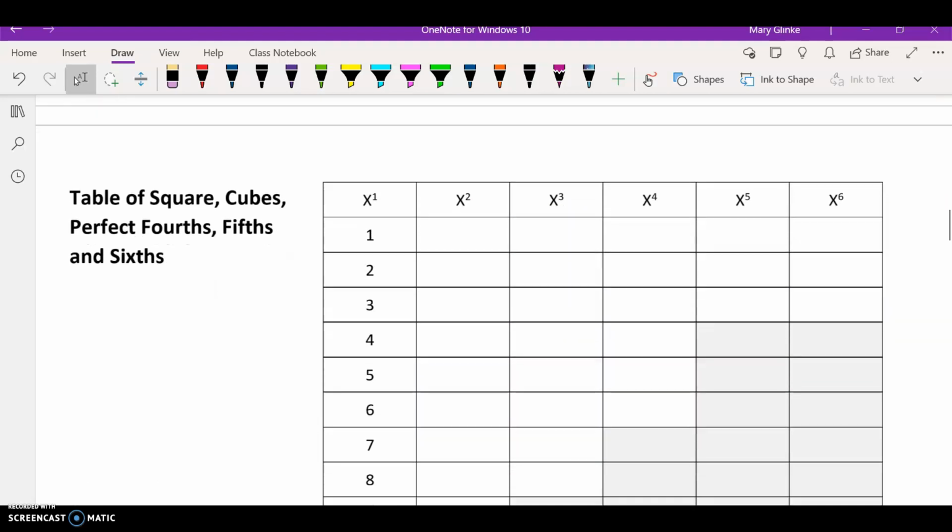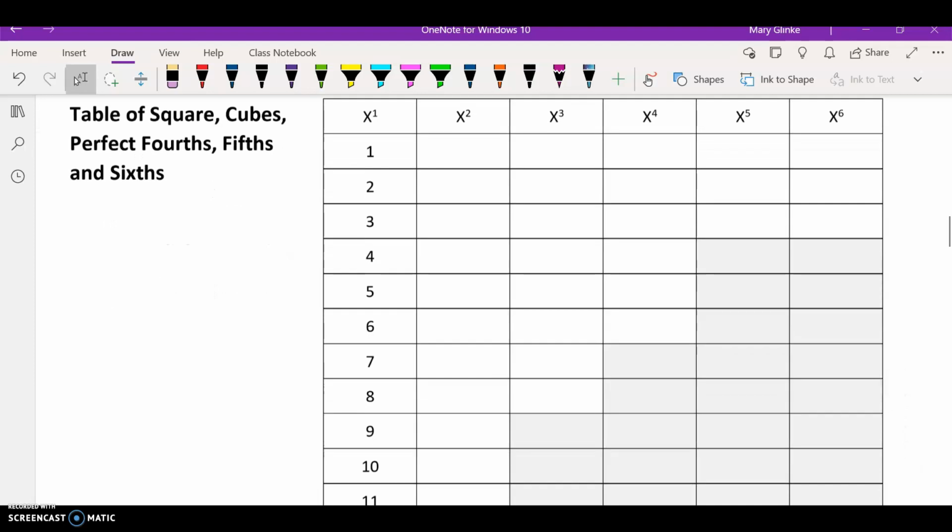So let's go ahead and take a look at some powers. If you have these memorized, the ones that aren't shaded out, it goes a lot faster when you are simplifying radicals. So go ahead, pause the video, and fill out all of the white boxes and don't fill in the shaded boxes.